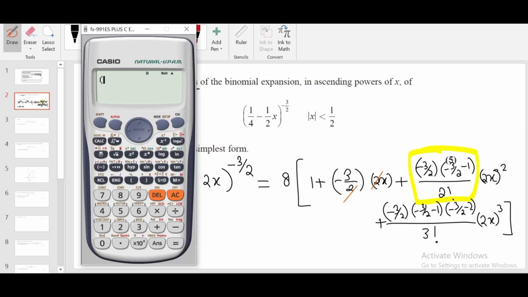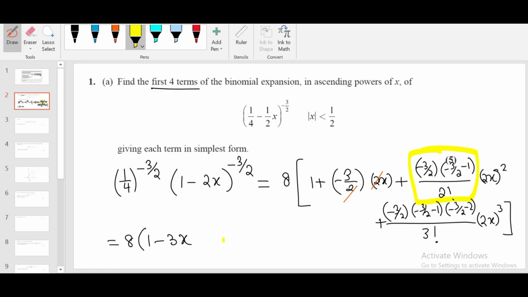I'm going to simplify this first. Minus 3 over 2 times minus 3 over 2 minus 1 gives 15 over 4, divided by 2 factorial. 2 factorial is just 2. So we get positive 15 over 8 times (2x) whole squared, which is 2 squared x squared. That's all. And then for the next term, I'm going to simplify just this first.